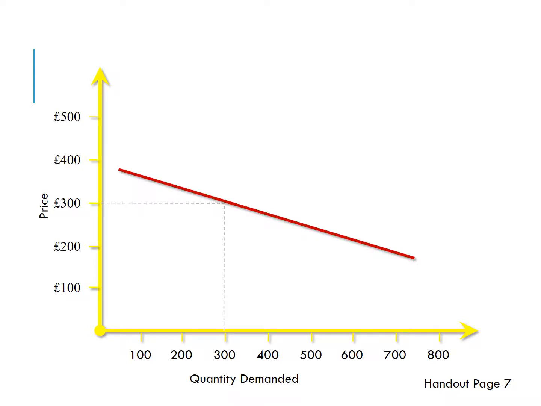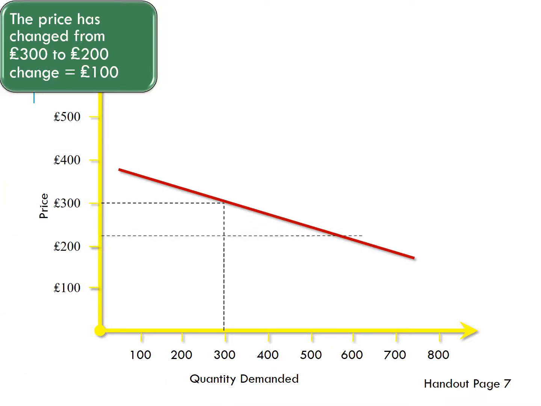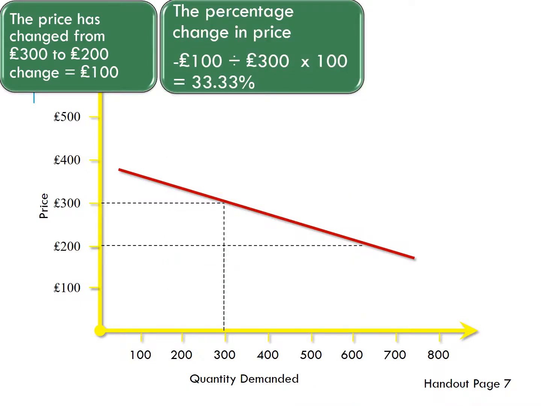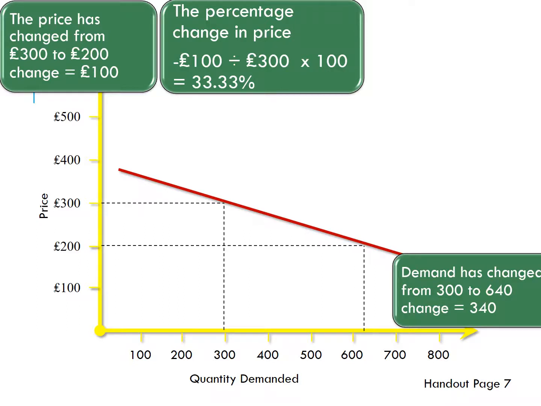So let's have a look at an example here. We've got a price of £300 for a particular product and the quantity demanded is 300. If the price was to change to £200, that's a fall of £100, and we can see that change in price would lead to a movement along the demand curve, and now our demand would increase to 640. So we can work out the percentage change in demand and the percentage change in price.